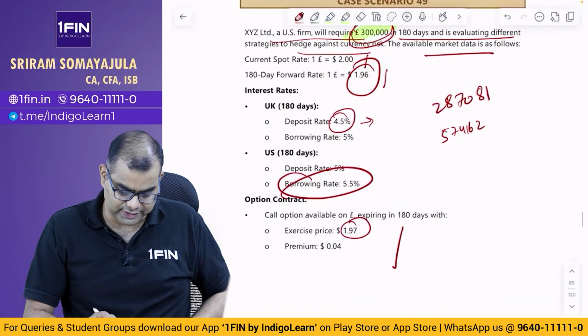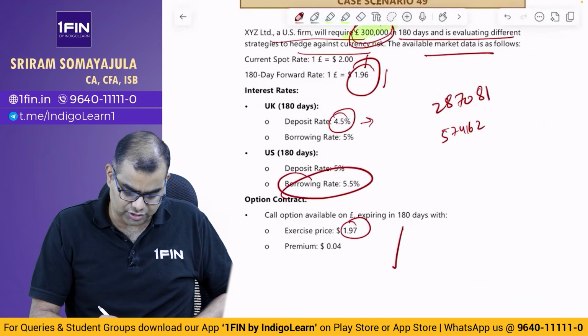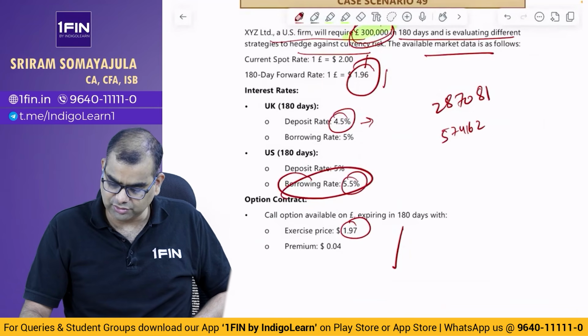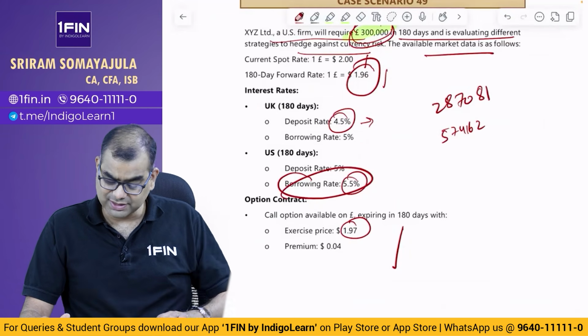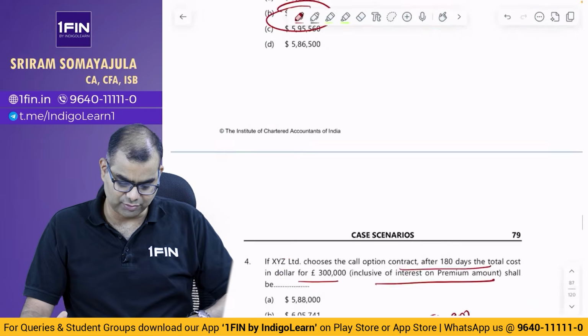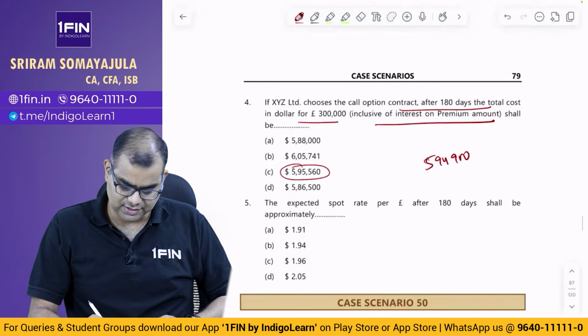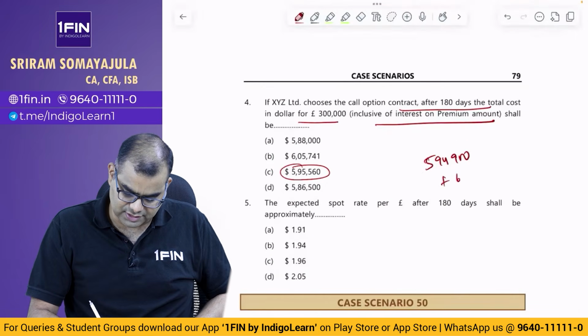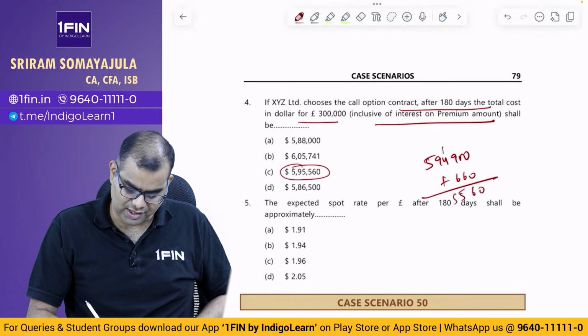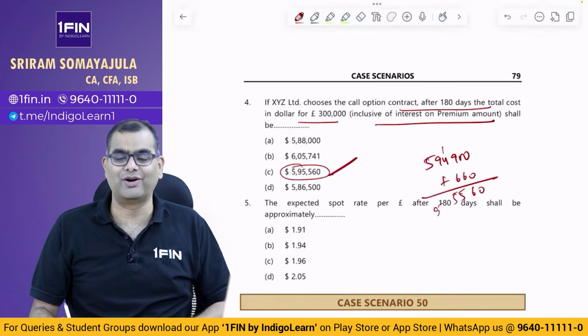6 months you are paying it in which terms? In dollar terms. Dollar terms borrowing rate is 5.5%. 12,000 into 0.055 is $660. So you also have to pay $660 as interest, plus 660 makes it 595. See, that is how they got it.